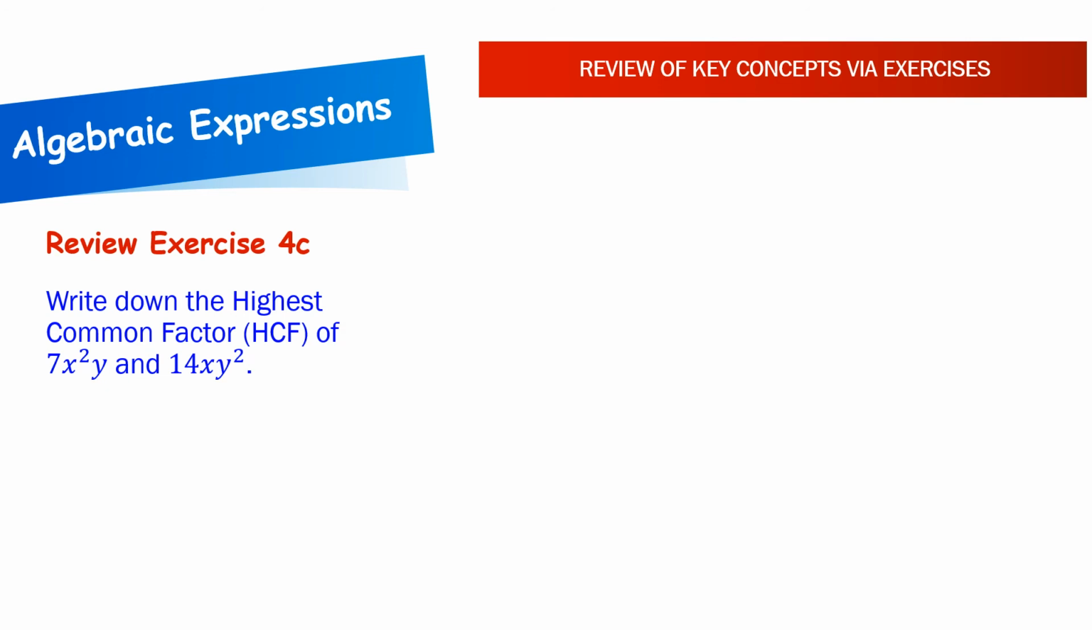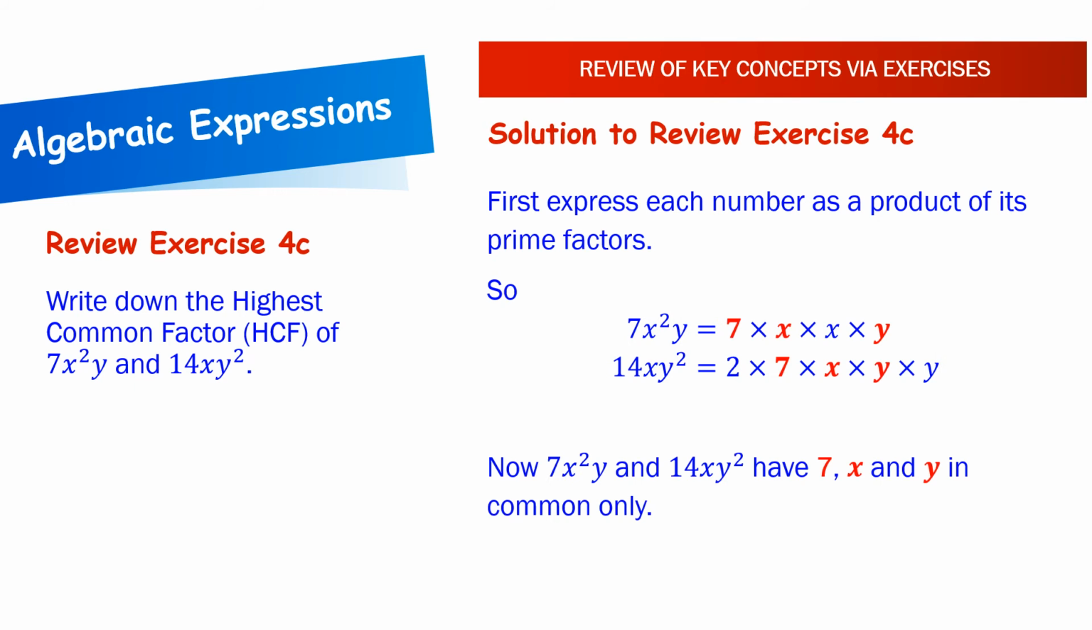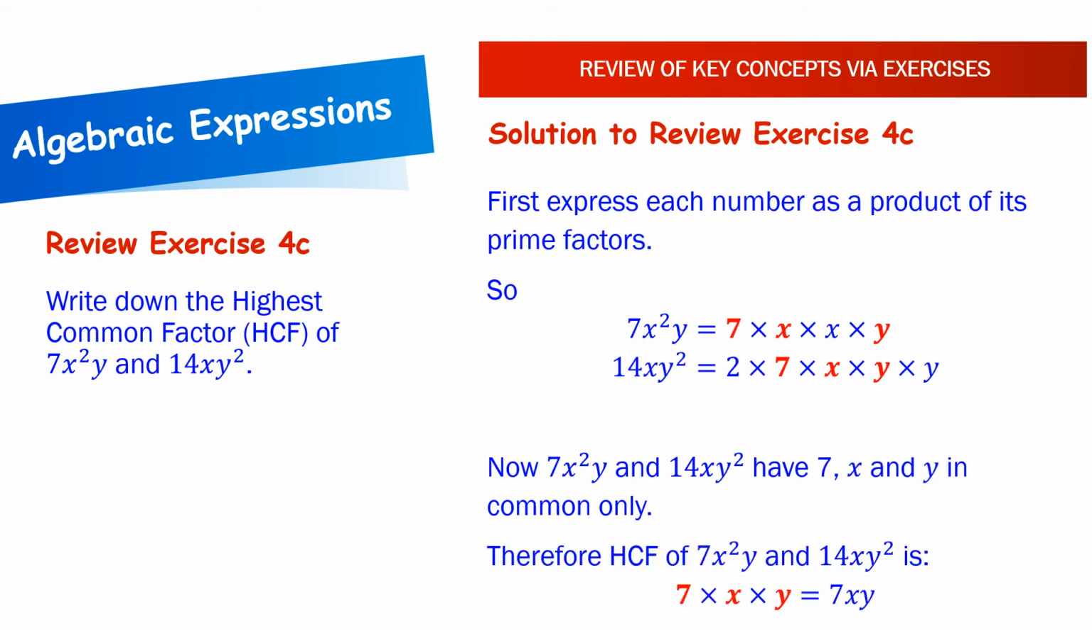For review exercise 4c, write down the highest common factor of 7x squared y and 14xy squared. Again, expressing each number as a product of its prime factors, we have the expressions shown. Notice that these two expressions have 7x and y in common only. Therefore, the highest common factor of 7x squared y and 14xy squared is 7xy.